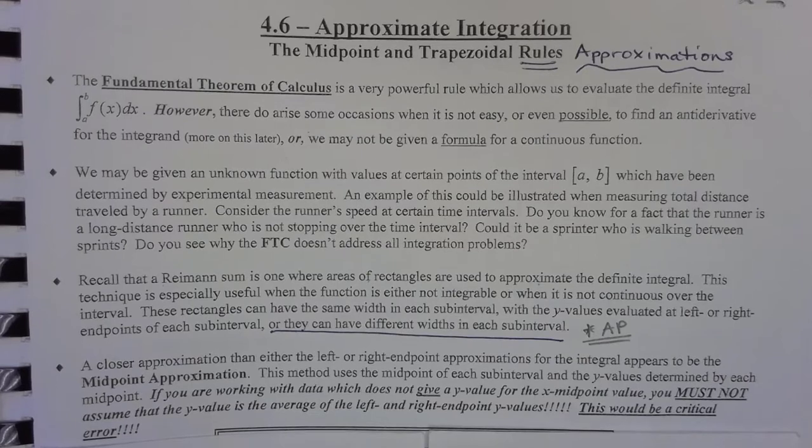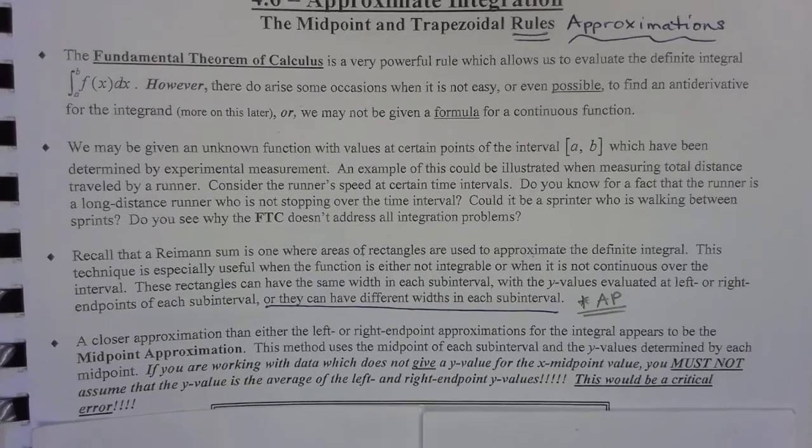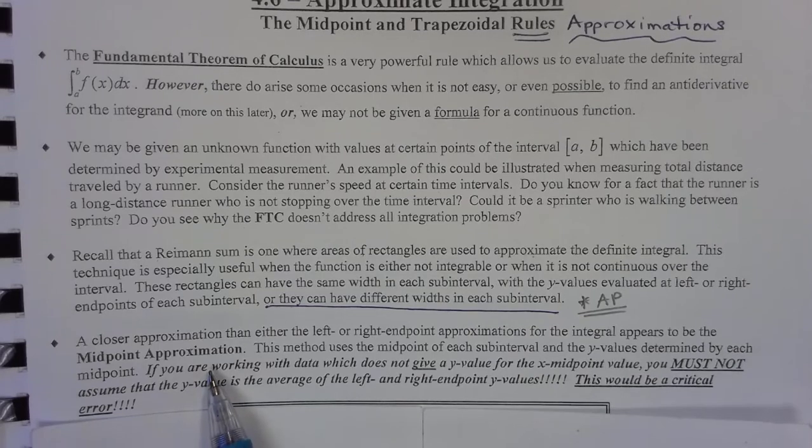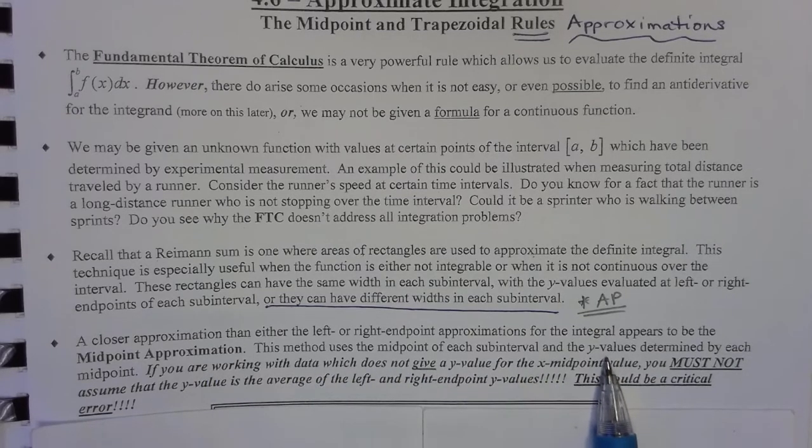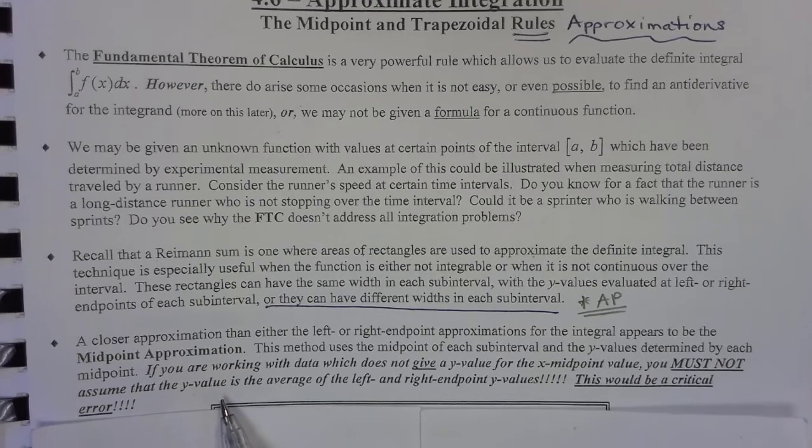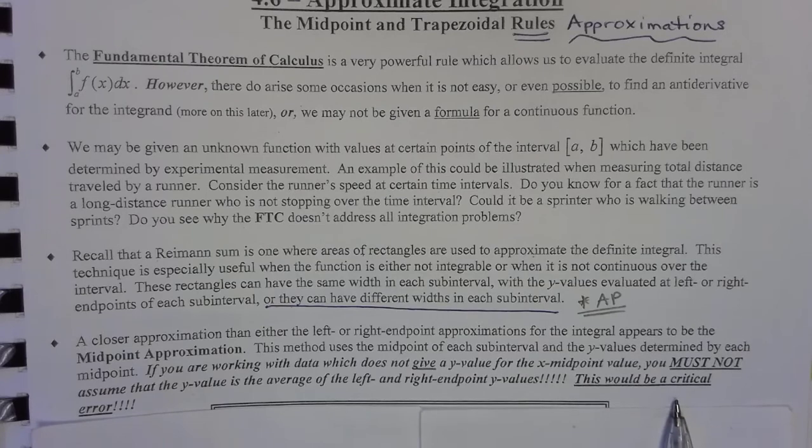Now, a closer approximation than either the left or right endpoint approximations for the integral appears to be a midpoint approximation. This method uses the midpoint of each subinterval and the y values determined by each midpoint. If you are working with data which does not give a y value for the midpoint value, you must not assume that that y value is the average of the left and right endpoint y values. This would be a critical error, and we've talked about that in class.